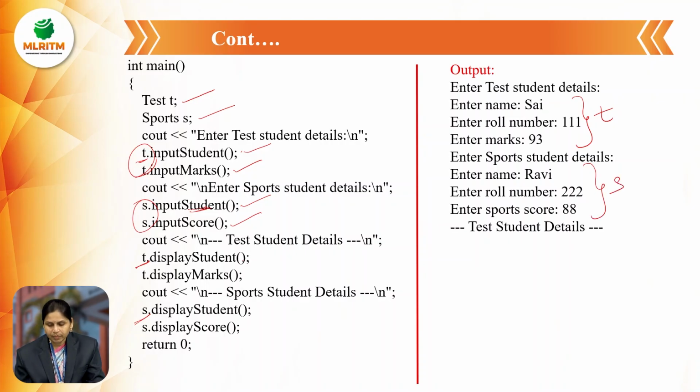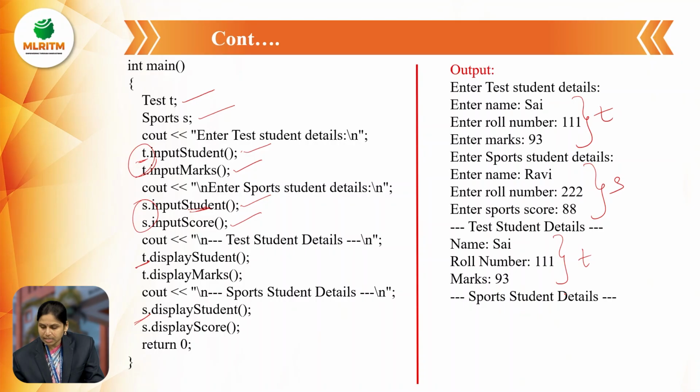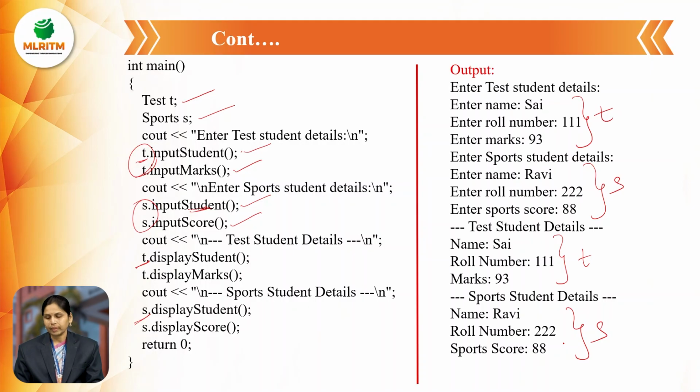Next, display details. By using the T object, we can display the details. So, T object values are Sai, 111, 93. So, these are the values. Next, sports student details are displayed. Now, these three values are taken by the scores. So, here, these are the student details, test details, and these are the sports details. There are two different objects. By using these two different objects, we are reading two different types of values, and also we are printing the same values in the output by using the same objects. It is called hierarchical inheritance.